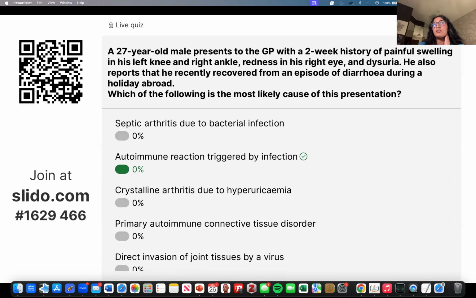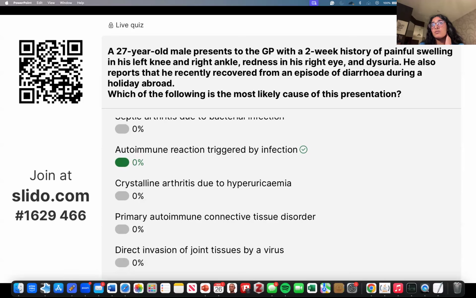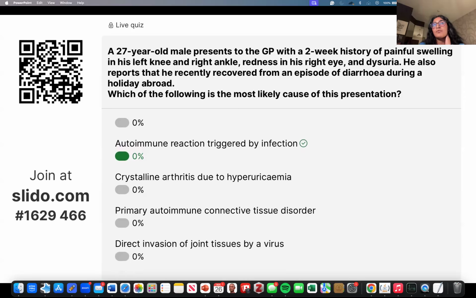Do you want to put in the chat maybe what each of these is pointing to, each of these diagnoses maybe? For example, if we do crystalline arthritis, what would that be referring to? Brilliant, that'd be gout. Direct invasion of joint tissues by virus. Yeah, it could be septic arthritis, exactly.